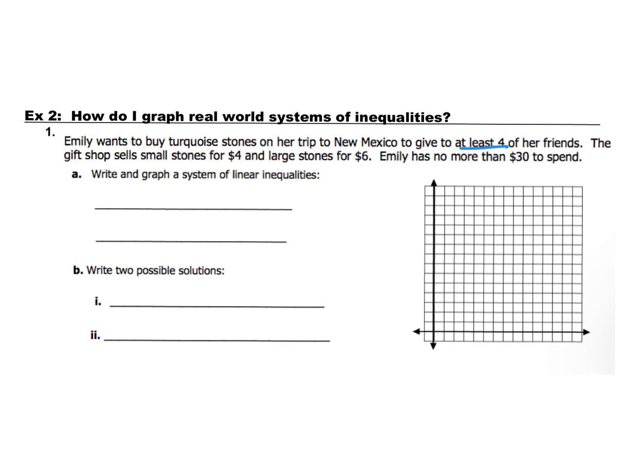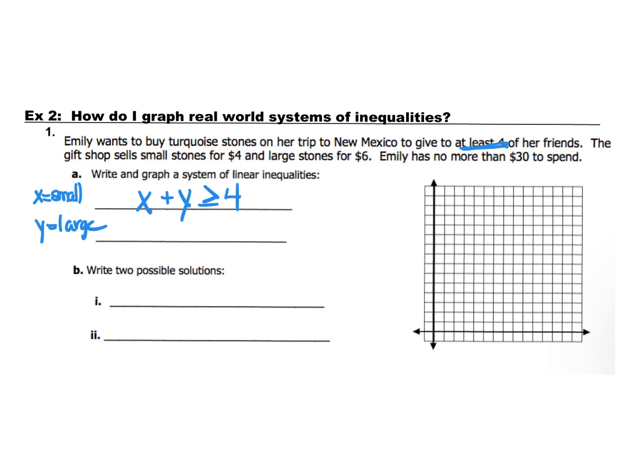So first of all, let's go ahead and assign our variables. We'll have x is equal to small, and let's let y be equal to large. So in our first scenario, we want to buy enough gifts for at least 4 of our friends. So we're going to have x plus y, small stones plus large stones, and that has to be greater than or equal to 4 because it's at least 4 of her friends.